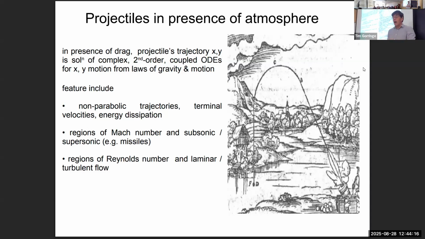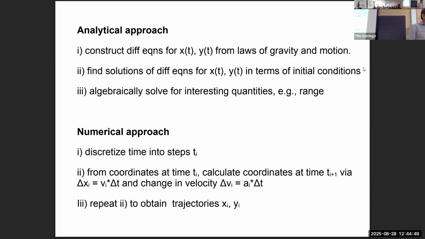Also with the Reynolds number, different regions in projectile motion would correspond to either laminar flow through the air or turbulent flow through the air. And again, to solve those problems is a problem of computational numerical physics. So this is the world that you can explore numerically, computationally, but can't explore analytically.